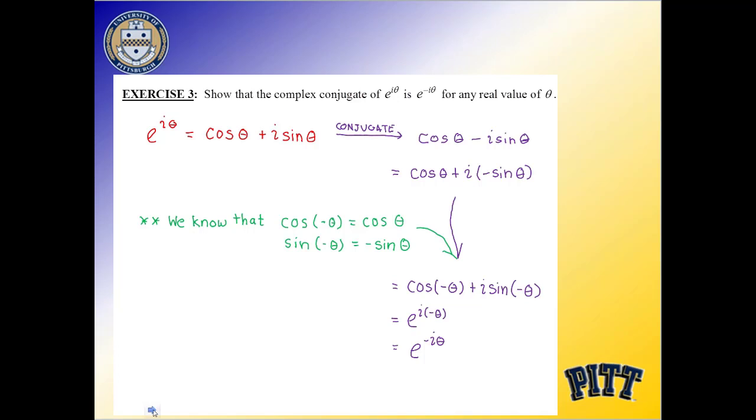So if I would see any complex number represented in this polar form, and it is a polar form, I would see, for instance, e to the 3 pi i and e to the negative 3 pi i, they would be conjugates of each other. They'd be complex conjugates.